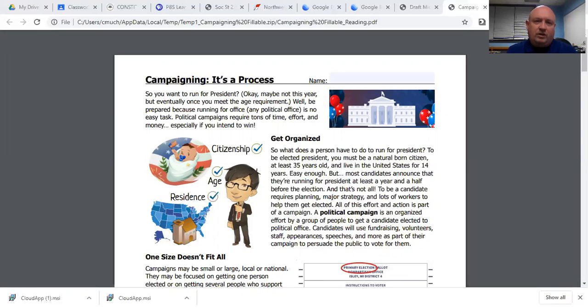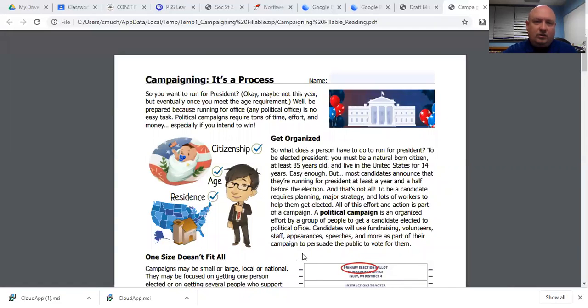So you want to run for president? Okay, maybe not this year, but eventually, once you meet the age requirement, that's 35 years old. Well, be prepared because running for office, any political office, is no easy task. Political campaigns require tons of time, effort, and money, especially if you intend to win.